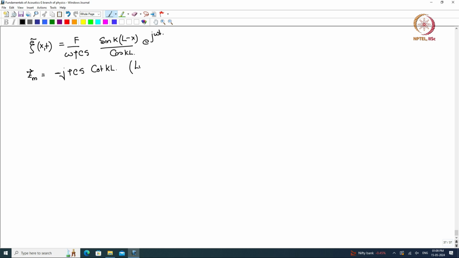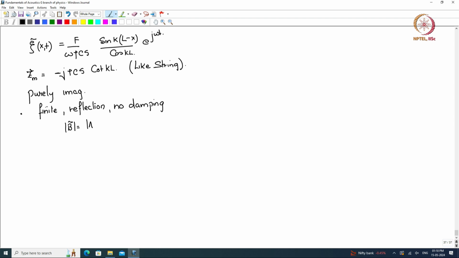like the string. Okay, so it's purely imaginary and all the arguments we gave above hold. Why? We have a finite rod and therefore there is a reflection, and there is no dissipation, no damping, so that the magnitude of B is equal to the magnitude of A.